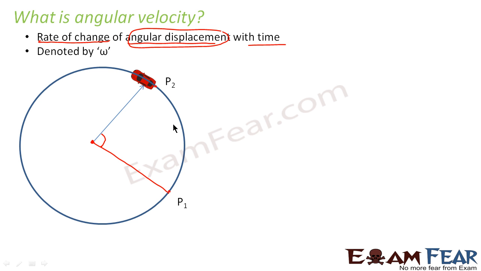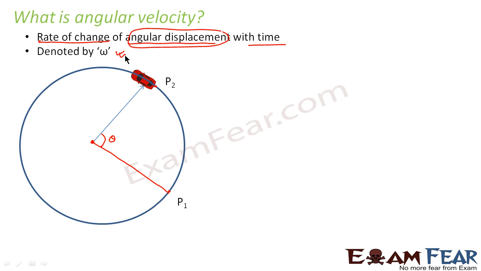So what did we see? We saw that as the car moved from P1 to P2, the radius vector swept out a particular angle during the same time. Let us suppose this angle is theta. So it covered a certain amount of angle in a certain period of time. Similarly, if the car keeps moving even further, this angle also keeps increasing because the radius vector keeps moving about the center of the circle. So the angle swept also keeps changing.